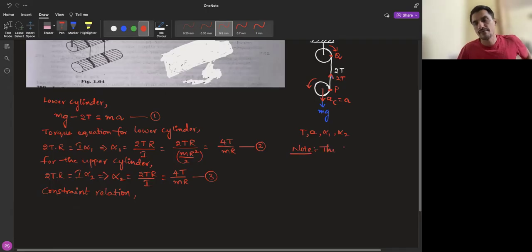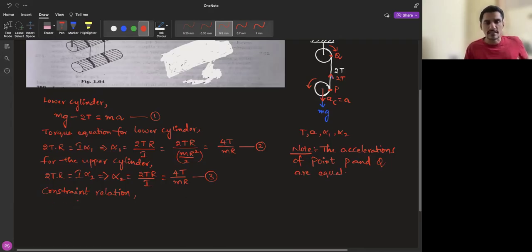Here we need to write a note. The accelerations of point P and Q are equal. Accelerations of P and Q are equal. So, according to this constraint relation, how to write these accelerations? Now, acceleration at point P, let us write first.